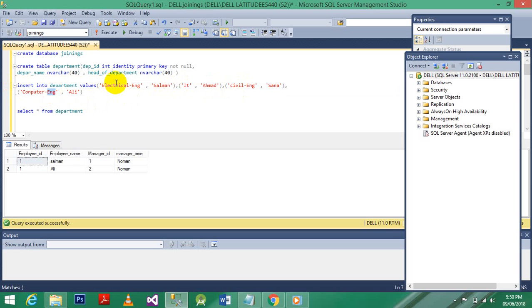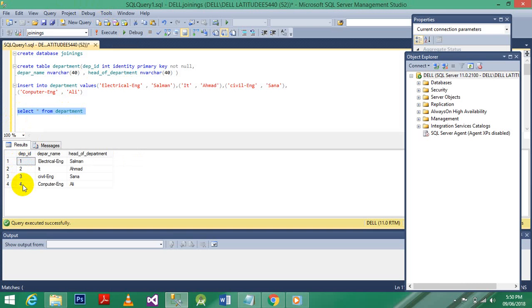In row 1 we have department name electrical engineering and head of department is Salman. Second, IT department, information technology, head of department is Ahmed. Third is civil engineering, head of department is Sana. And fourth is computer engineering, head of department is Ali. Okay, I select it and execute it. So its output looks like this: ID 1, ID 2, ID 3, ID 4.